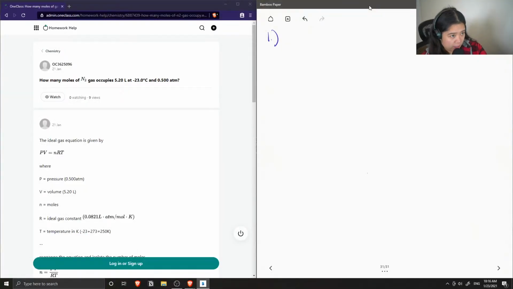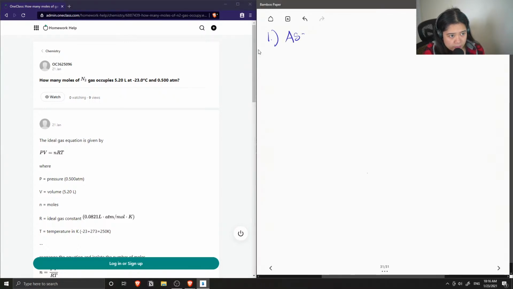Okay, so question 1 asks, how many moles of N2 gas occupies 5.2 liters at negative 23 degrees Celsius and 0.5 atm? Okay, so to answer this question, we are going to assume that the diatomic nitrogen gas acts as an ideal gas. So the reason we want to assume that the N2 gas acts as an ideal gas is so that we can use the following equation where PV is equal to nRT.